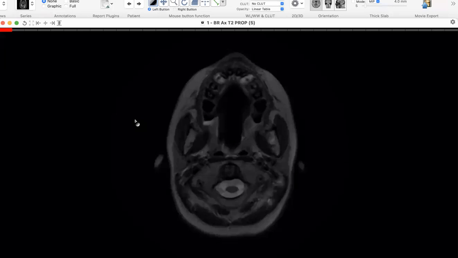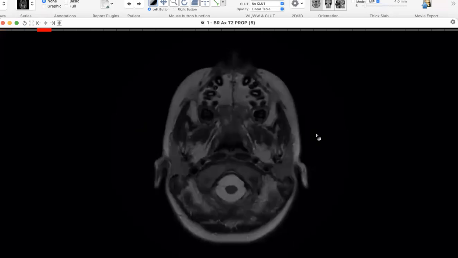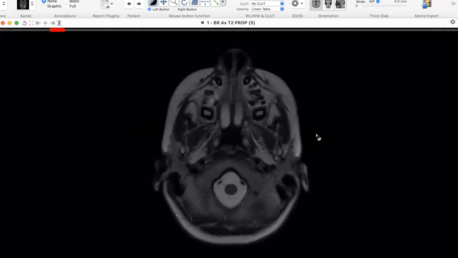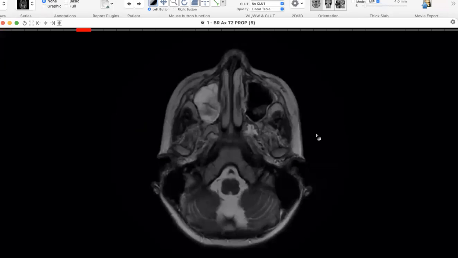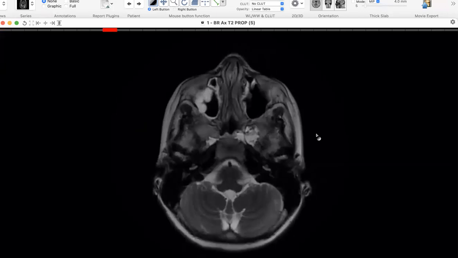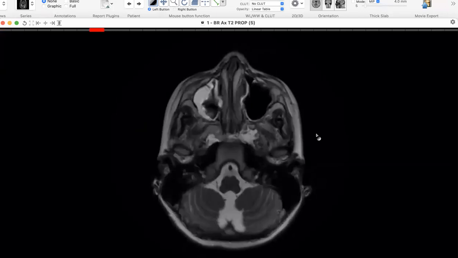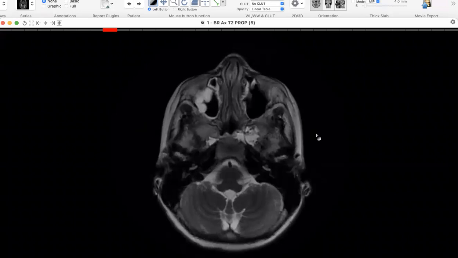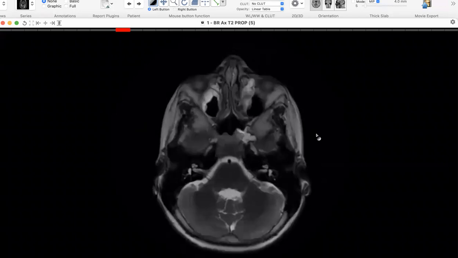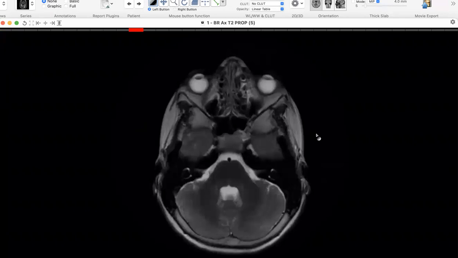Next case. This is a 14-year-old male patient who presented with severe headache and recurrent fits. Okay, so these are axial T2 weighted images of a 14-year-old male patient presenting with recurrent fits and headache. So I will scroll through the images.